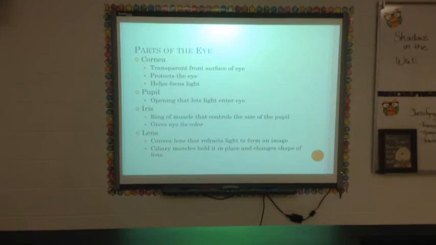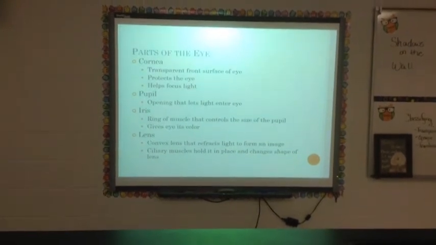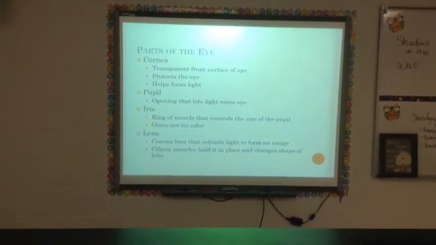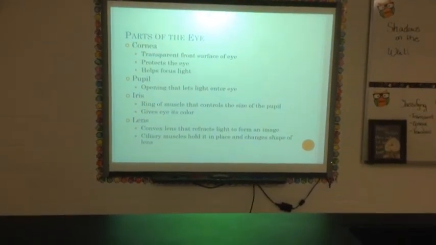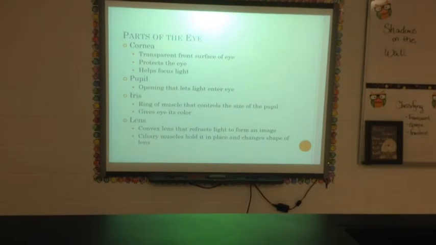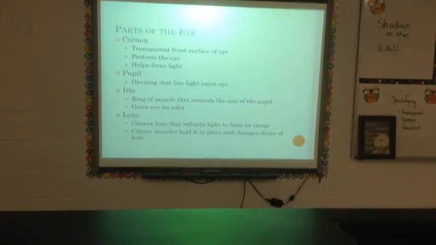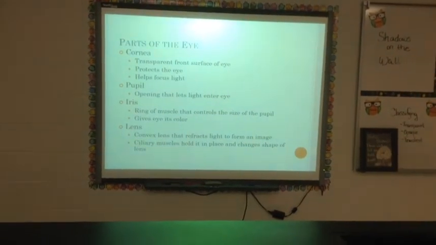The lens is that white part right behind the pupil. Your convex lens is what refracts the light to form an image. And it's held in place by ciliary muscles. So it's just right there in the middle of your eye with those muscles holding it up.